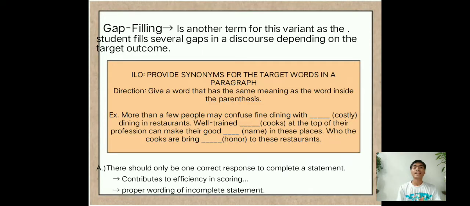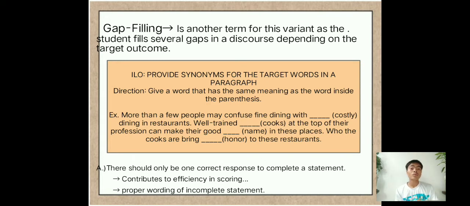Gap filling is another term for this variant, as the student fills several gaps in a discourse depending on the target outcome, or provides synonyms for the target words in a paragraph. Like what I have said earlier, the students have to fill in the blanks and provide the right answer for the blank that was being asked. Therefore, there should only be one correct response to complete the statement.